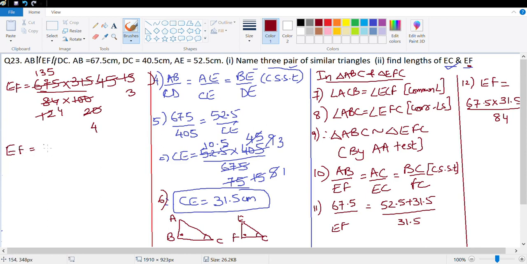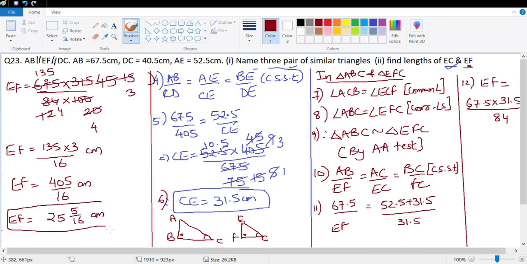EF is equal to 135 into 3 upon 16 centimeter. That's 300, 390, 15. 405. 405 upon 16 centimeter. Need to write the answer in a simpler form. Mixed fraction. So 16 into 2, that's 32. That's 85. 16 into 5 is 80. That leaves 5. So 25, 5 upon 16 centimeter. Interesting question. Good. Let's look at the next question.